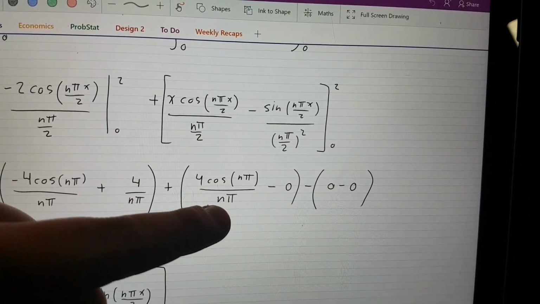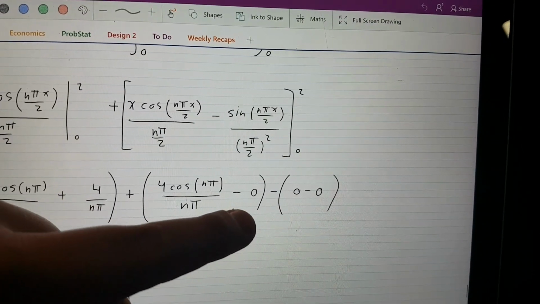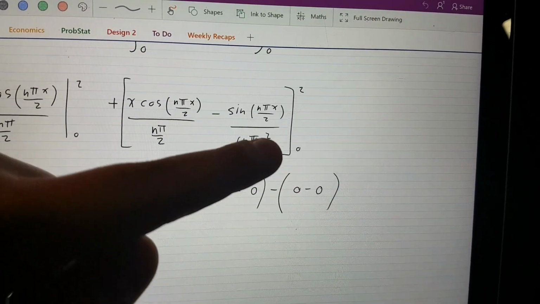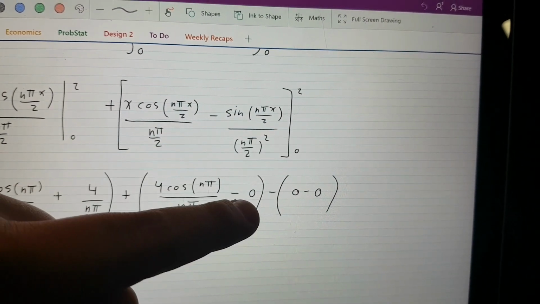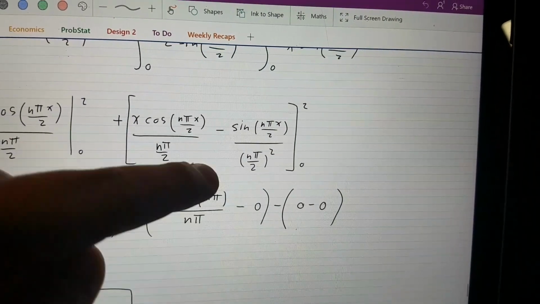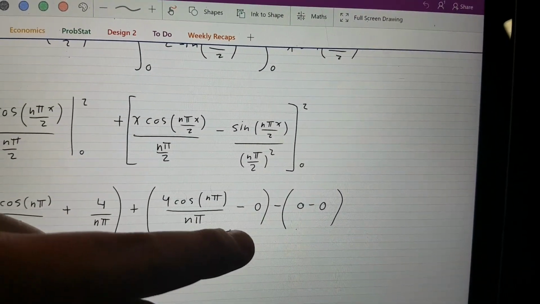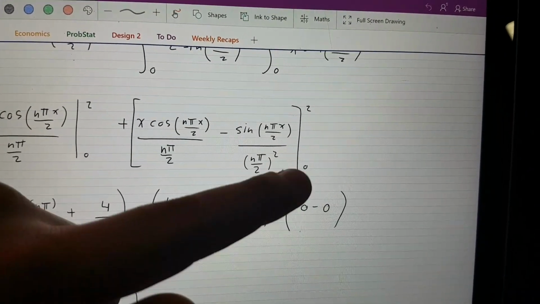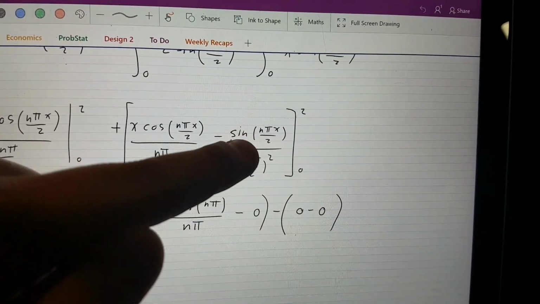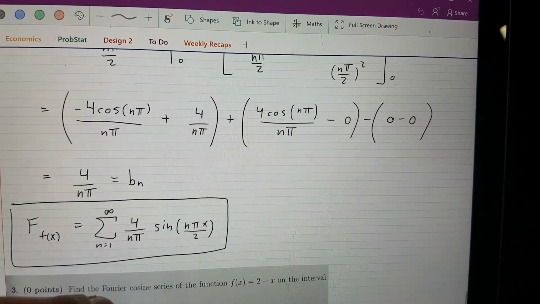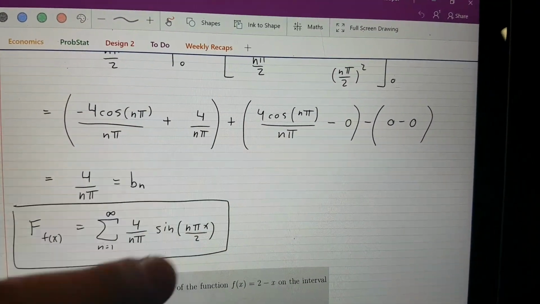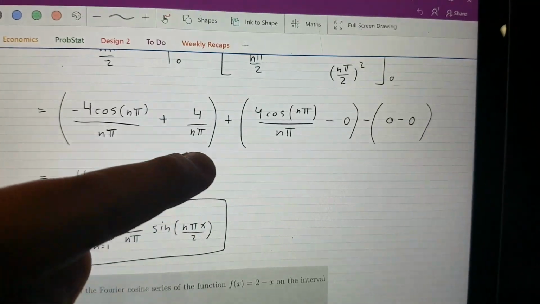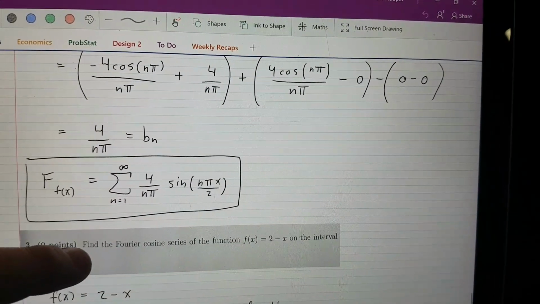Cosine of n pi over n pi. And then this one here is n pi over 2 squared. But this was at 2, so that's also 0. I showed that in a separate step up in the last one, but basically it's a multiple of pi, so sine's always going to be 0 here, and then 0 and 0, that becomes sine of 0, which is always 0. So when you consolidate all these, these guys will cancel, so you're just left with this. So that's your bn.